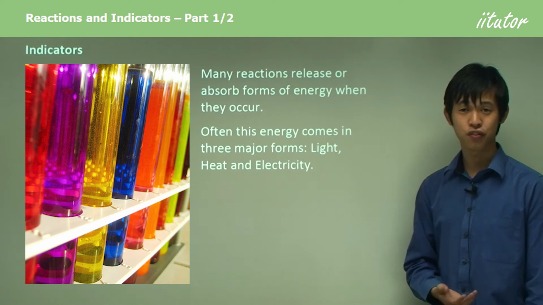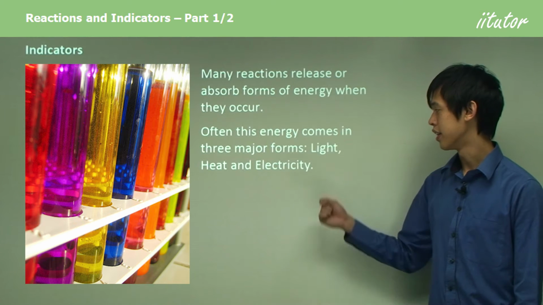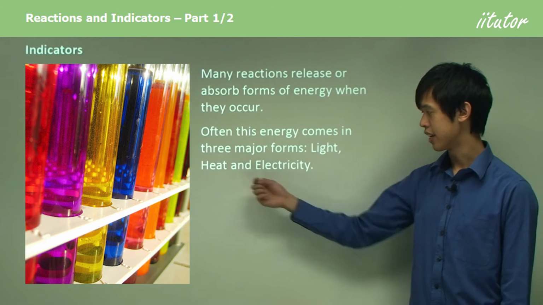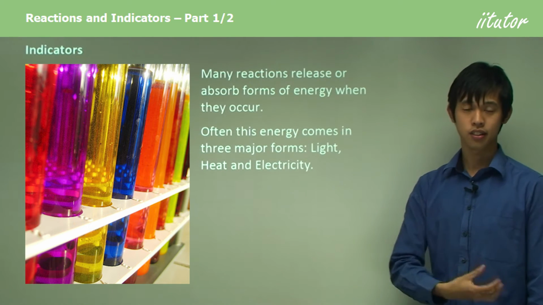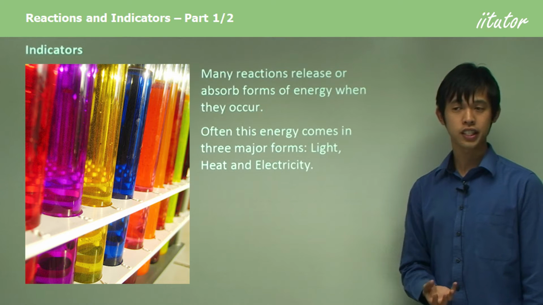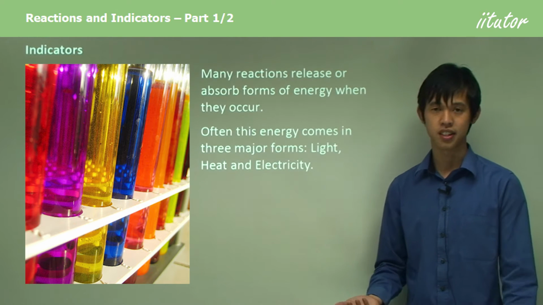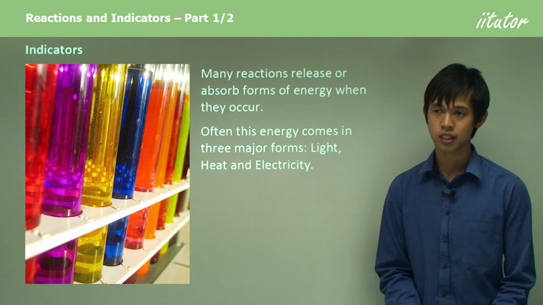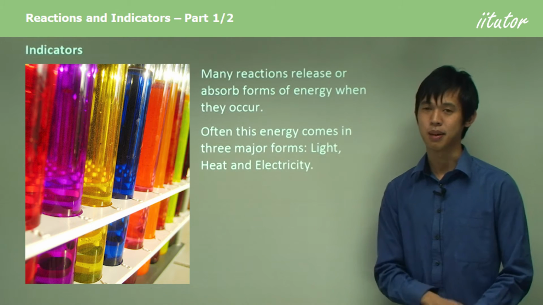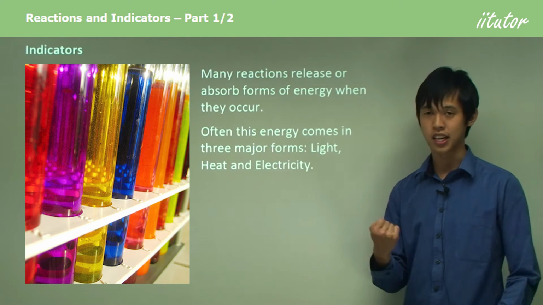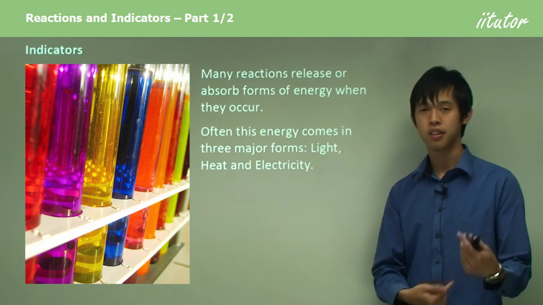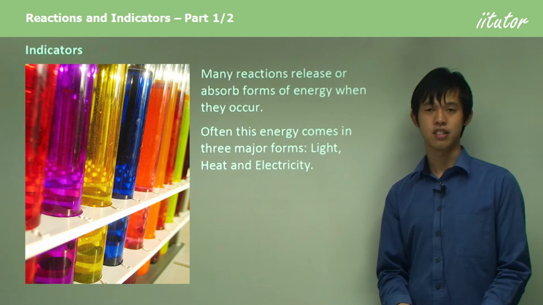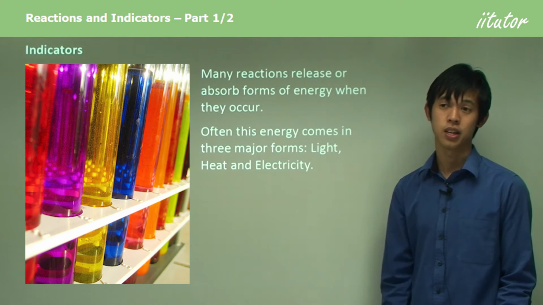So there's three major forms of energy that we're interested in. That's light, heat, and electricity. So light is pretty obvious in, say, a combustion reaction. We can see lots of light, fires and things like that. Heat, same thing. Heat comes out of a combustion reaction as well. Not electricity though. In some reactions, electrons can actually be forced around a circuit, and that can generate electricity. Those are the three major forms of energy that we're interested in.